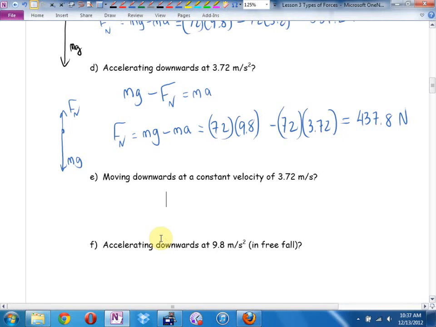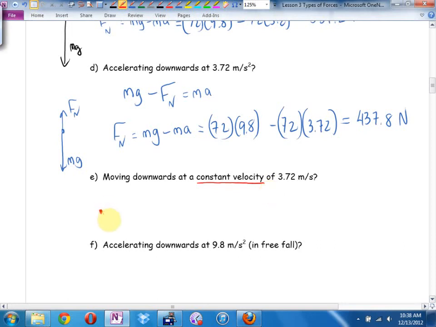E. Moving downwards at a constant velocity of 3.2 meters per second. You know what? I have a feeling that this is going to be an important phrase. In fact, this is also going to go partly to Elijah's question about hypothetically could I increase the force or have lifting weights by. Here's my person.